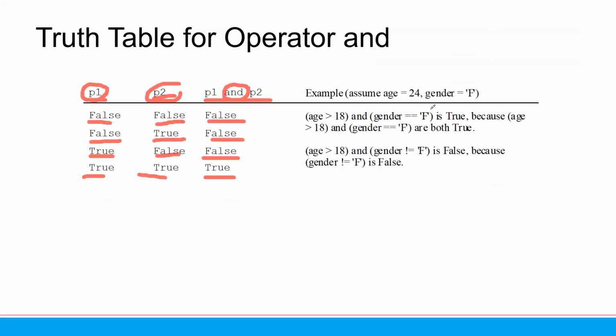So for example, if age is 24 and gender is F. So if the age is higher than 18 and the gender is F, 24 is higher than 18, okay, it is true. Gender is F, okay, it is true. Because it is true and true, then the result will be true.